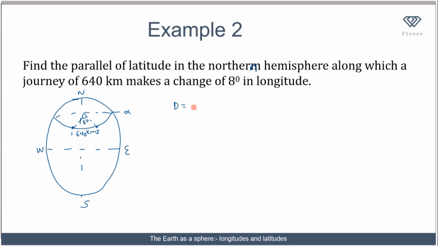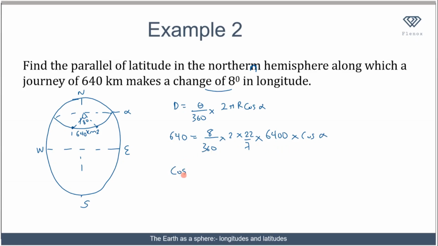So we know that our distance is theta over 360 times 2 pi R cos alpha. My distance has been given to be 640. My theta has been given to be 8 because it is the change, which has already been added or subtracted. So I have 8 over 360, then times 2 times 22 over 7 times 6,400 times cos alpha. Making cos alpha the subject of the formula, I have cos alpha equal to 640 times 360 times 7 all over 8 times 2 times 22 times 6,400.